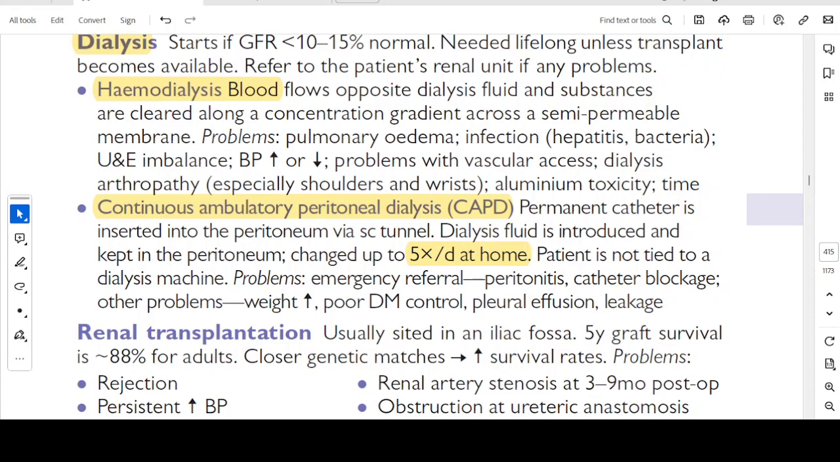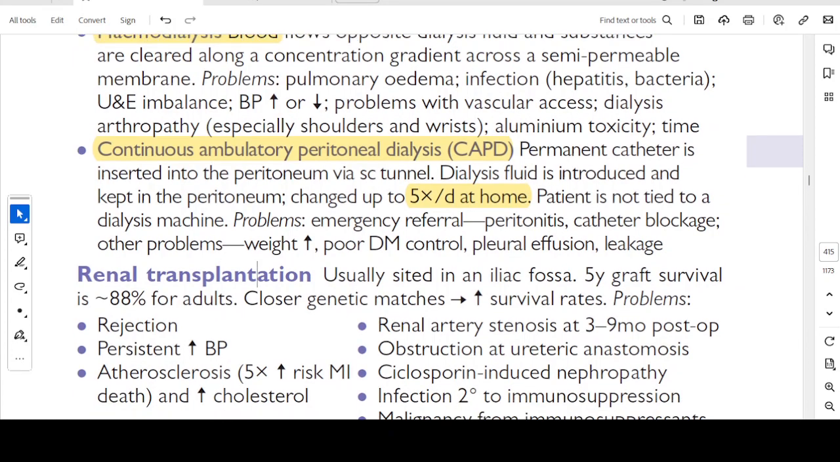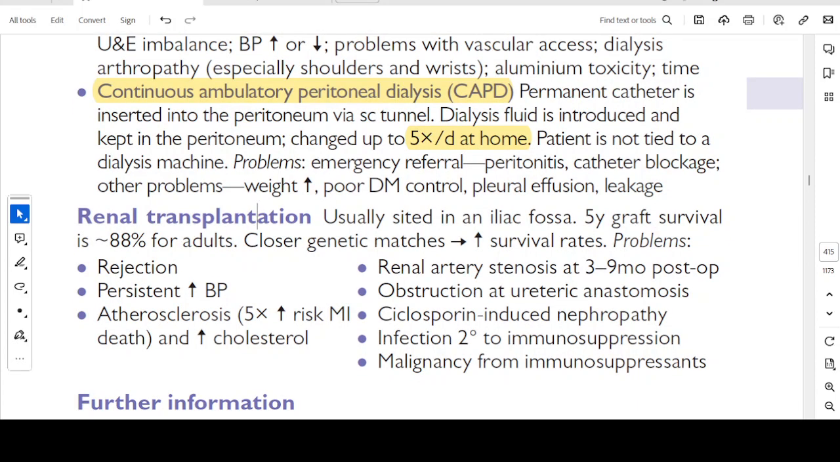Problems are emergency referral, peritonitis, catheter blockage and other problems. Increase in weight, poor diabetes control, pleural effusion and leakage. Of course, because when you're putting the dialysis fluid in the peritoneum, there will be an increase in weight, and then poor diabetic control, pleural effusion and leakage.